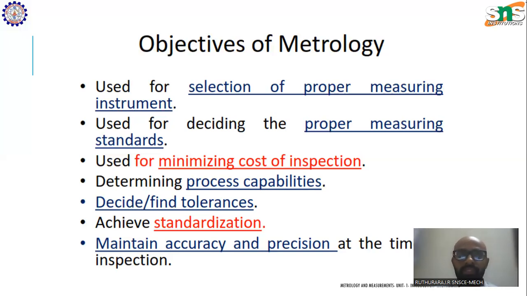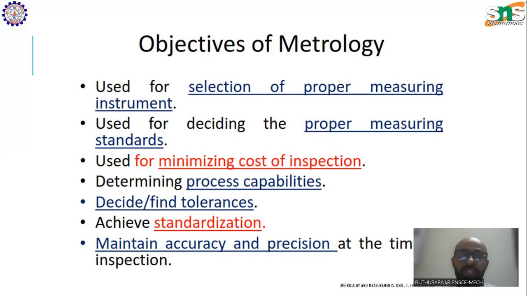And the next objective is achieving standardization. Once everything is fixed, you will be establishing a standard process. Once a standard process is established, you can continue it again and again so that repeatability is achieved and reliability is achieved. Then, maintaining accuracy and precision at the time of inspection.